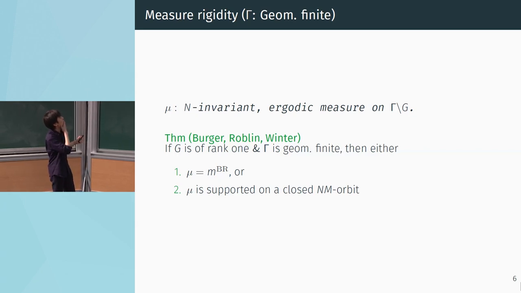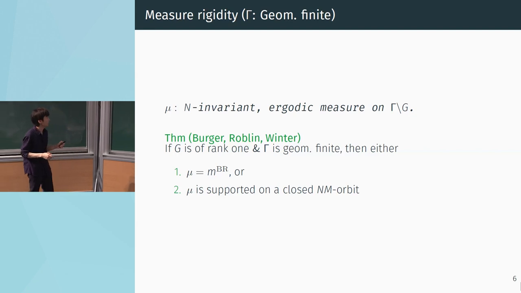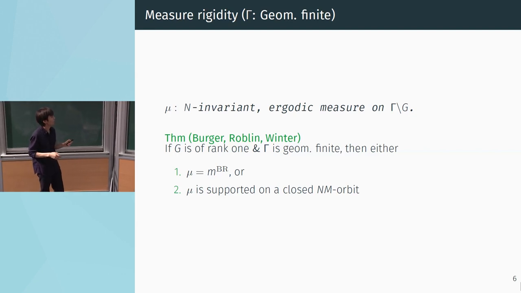Burger did this for SL_2(R) for the horospherical flow, Roblin in the general setup for the unit tangent bundle, and then I think Winter did this for the frame flow, proving N ergodicity, whether the previous two give N ergodicity.